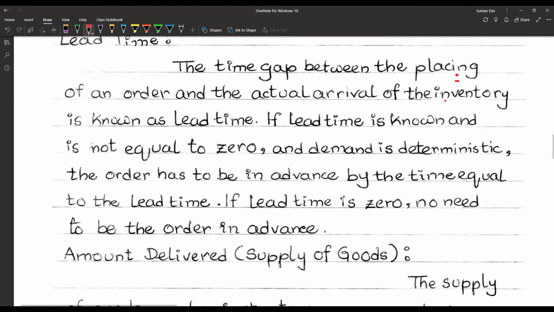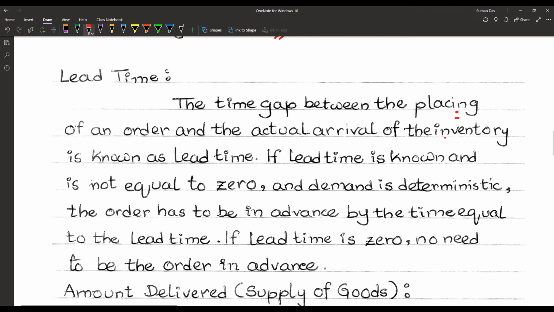The second one, which is most important, is known as the lead time. The time gap between the placing of an order and the actual arrival of the inventory is known as the lead time. Once again, the time gap between the placing of an order and the actual arrival of the inventory is known as the lead time.